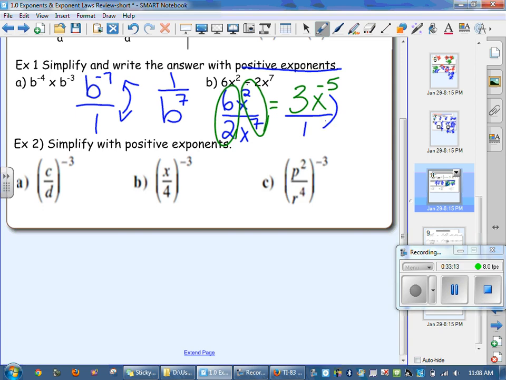Okay, the 3 does not move to the bottom. He's got a positive hiding 1 for an exponent. So he stays on top. Just the x moves down. Do you see where you made your errors?